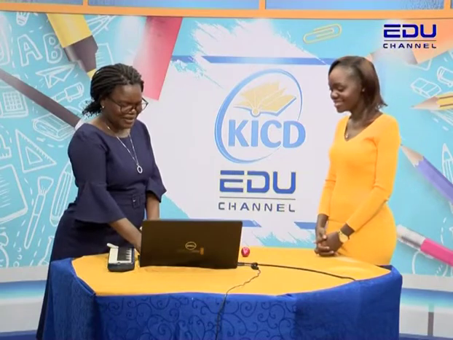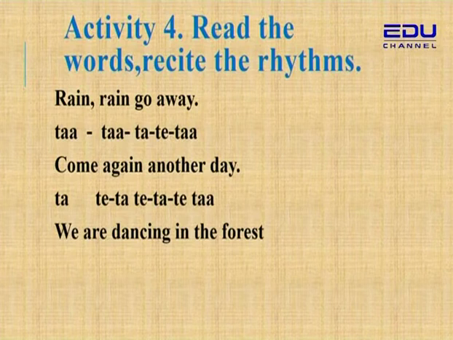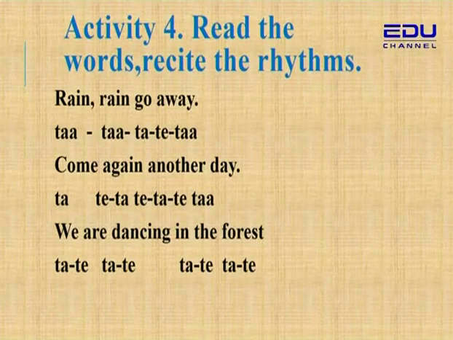Okay. This is another sentence. We are dancing in the forest. Clap the rhythm for those ones. How many syllables are those? Eight syllables. So can you clap? We are dancing in the forest. Exactly. Ta te ta te ta te ta te.